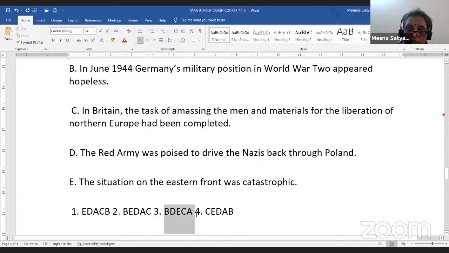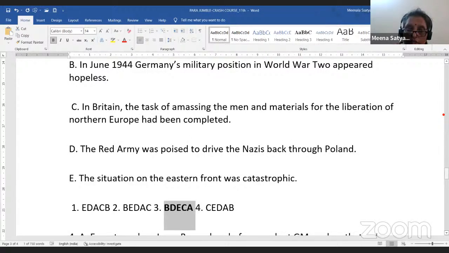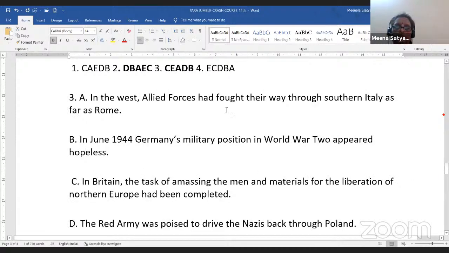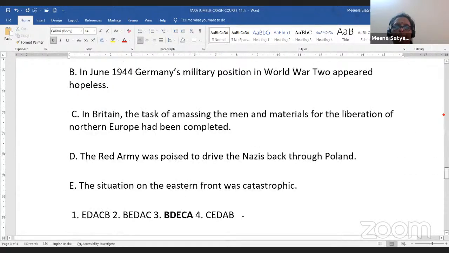How? Let us see. In June 1944, Germany's military position in World War II appeared hopeless. So that is the first one. And then the Red Army was poised to drive the Nazis back through Poland. The situation on the Eastern Front was catastrophic. Then you have C: the task of amassing men and materials for the liberation of Northern Europe had been completed. Finally, Allied forces had fought their way through southern Italy as far as Rome. So that is the answer. In the previous one, 3 is the answer. In the third one, 2 is the answer.